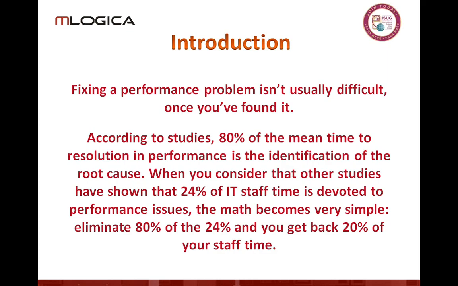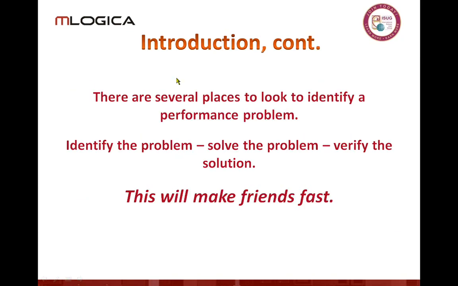Think about it, and also take another number, a Forrester Group number that says 24% of IT staff time is devoted to resolving performance issues. It becomes simple to say that 80% of 24% gets you back 20% of time. So trying to do this in a more rapid approach, find out what the problem is, where it is, so you can start solving the problem instead of finding the problem, is a critical path to making people happy.